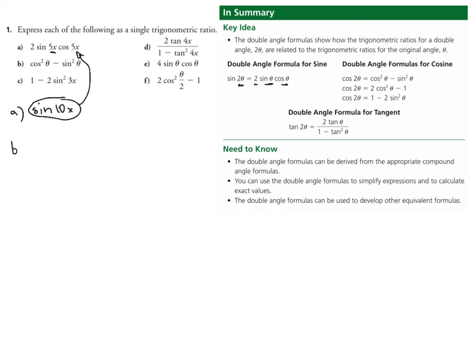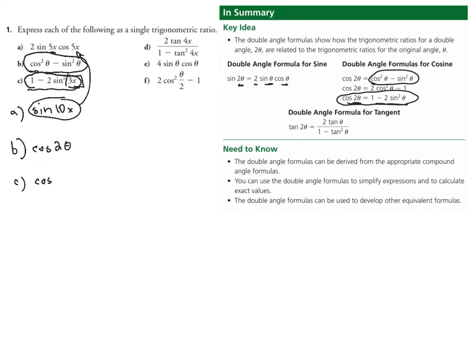Part B. So cos squared of theta minus sine squared of theta. So where's that? Cos squared theta minus sine squared theta. Well, that's literally cos of 2 theta. That's easy. Part C. 1 minus 2 sine squared theta. So in this case, theta is 3x. So cos of 2 theta will be cos of 2 times 3x, which is 6x.